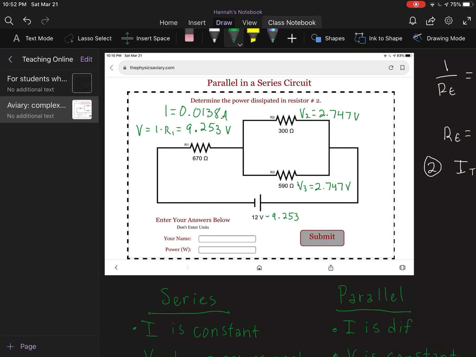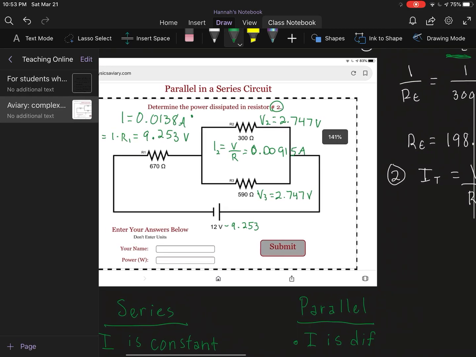All right. So then the next thing I need to do is solve for the current across resistor 2. You can also do this for resistor 3, but it's really not necessary because in my case, they're asking for resistor 2. But if you wanted to check your work and make sure that both of your currents for resistors 2 and 3 add up to 0.0138, that would be a good way to check your work. Okay. So since I have voltage and resistance, I can do current is equal to V divided by R. So I'm going to do 2.747 divided by 300. And I end up getting my current is 0.00915. And that is in amps.